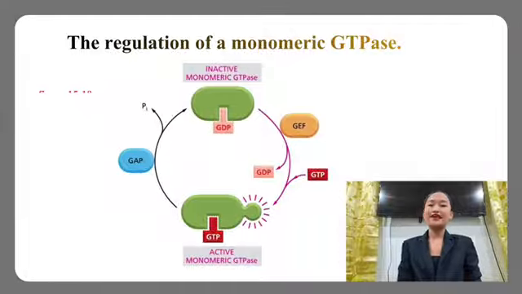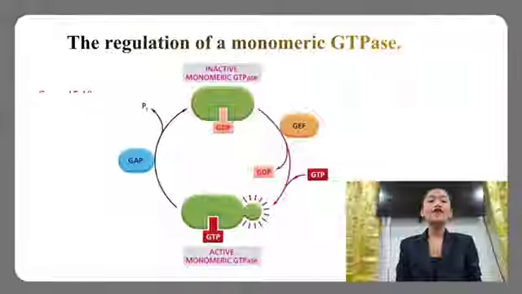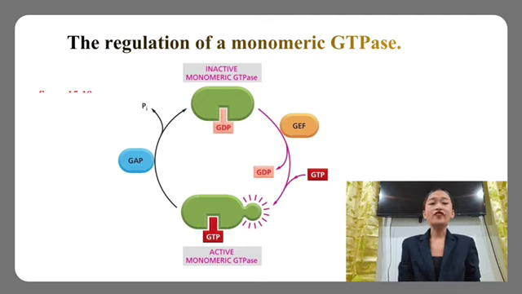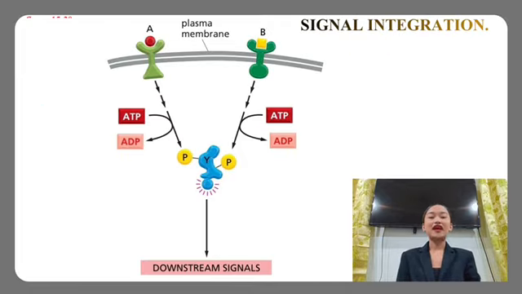Now that the protein is active, as we can see in the active monomeric GTPase, it can perform its cellular function. But what turns it off again? That's where the GTPase activating protein, or GAP, comes in. GAPs inactivate the protein by stimulating it to hydrolyze its bound GTP back into GDP, which remains tightly bound to the inactive protein. Now let's proceed to signal integration.